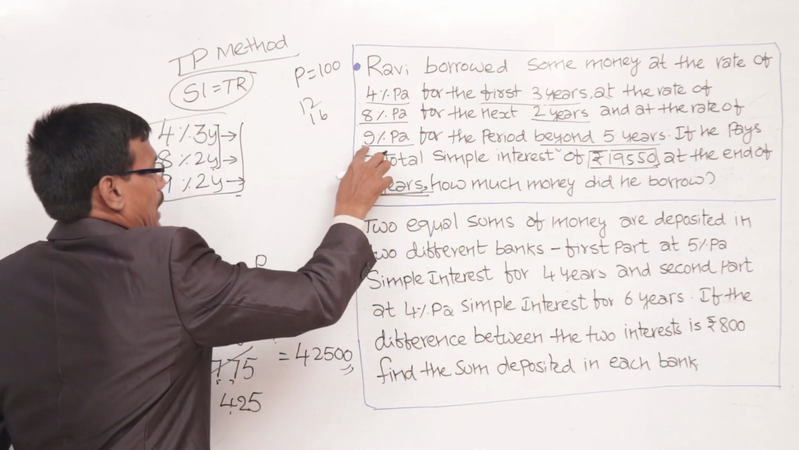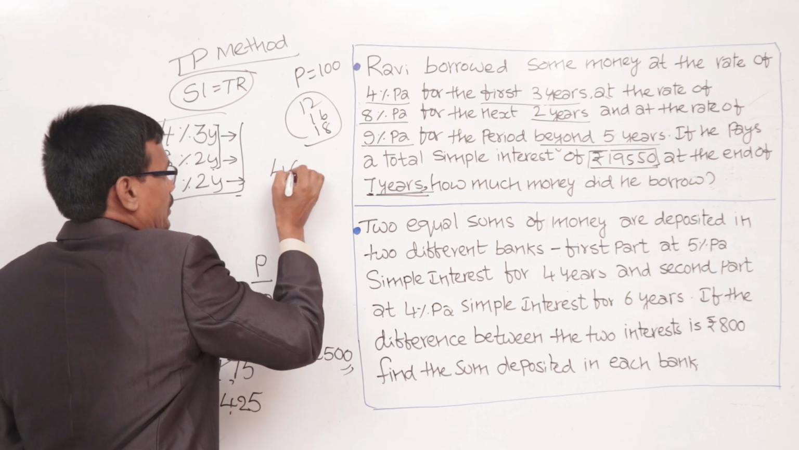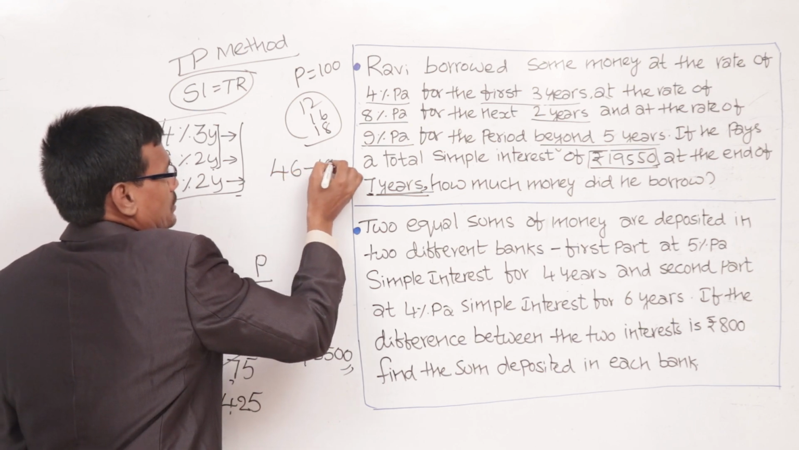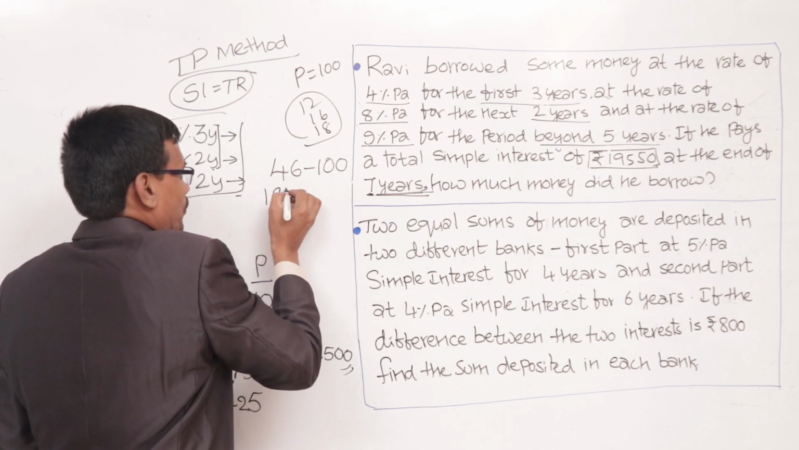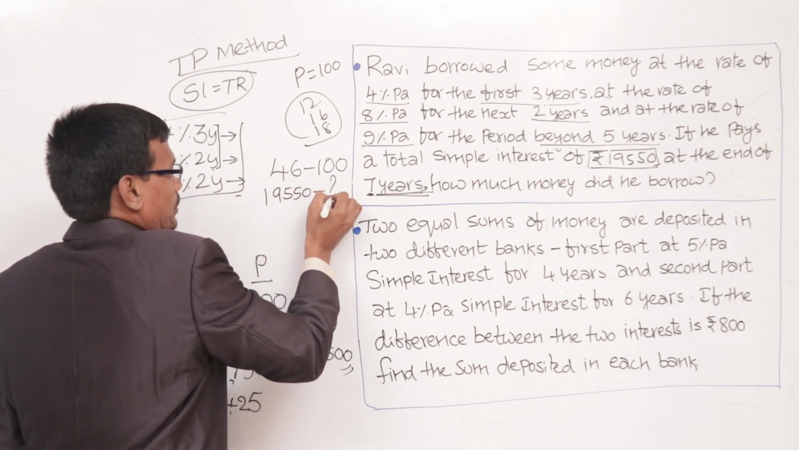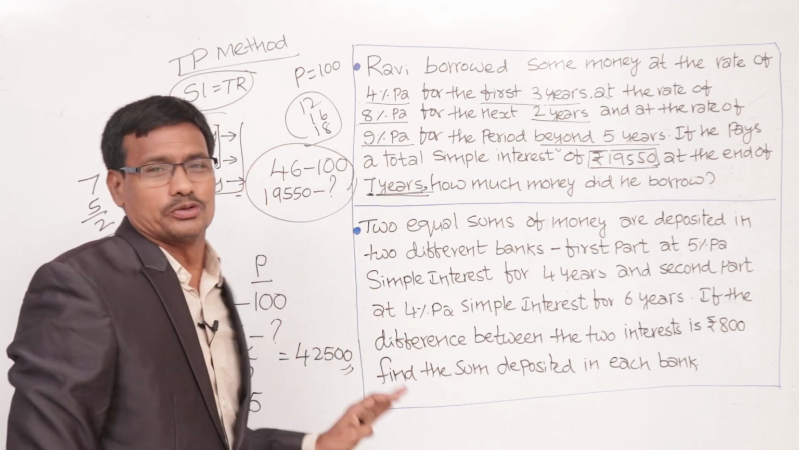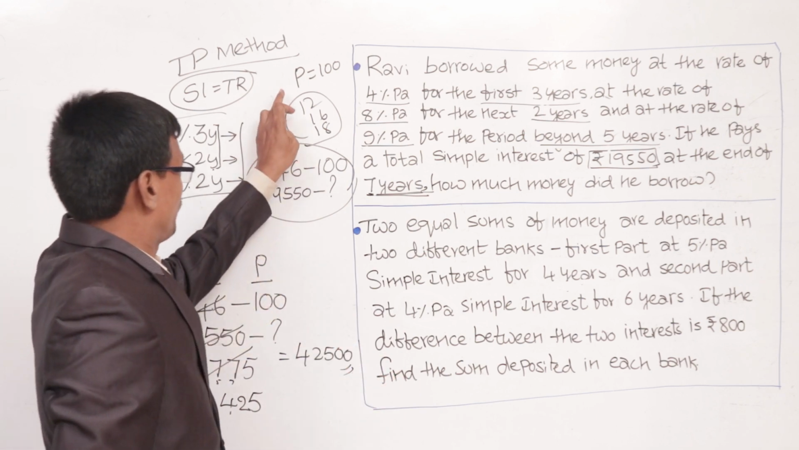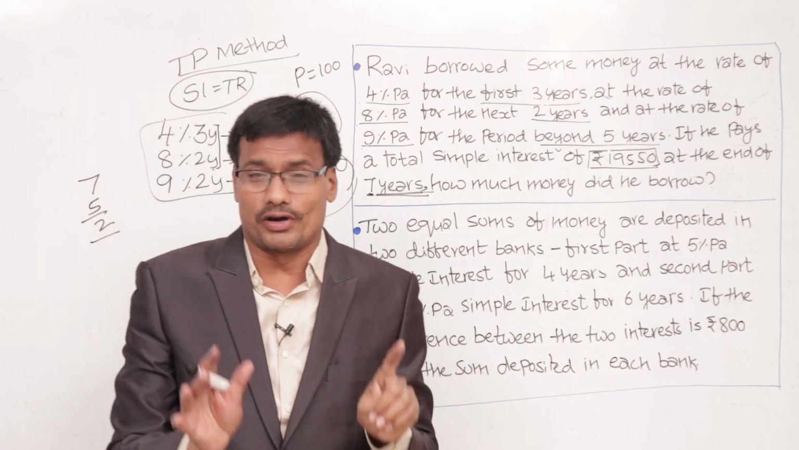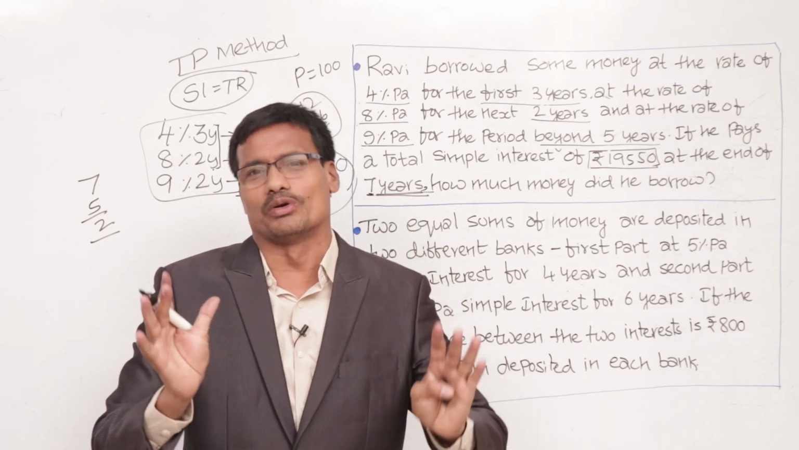That is 2. 9 2s, how much? 18. So total how much? 46. When 46 is interest, principal is equal to 100. But as per the problem, 19,550. Then what is the principal? That's all. Only these two steps we can solve, so no need to do all these. But remember, when P is 100, the formula to find SI is equal to TR. That is the main concept for entire simple interest.